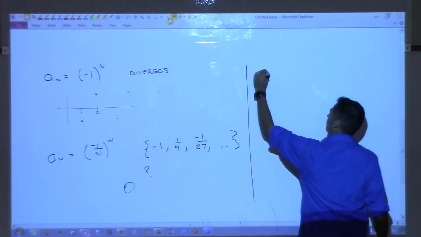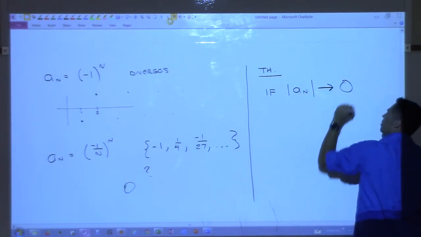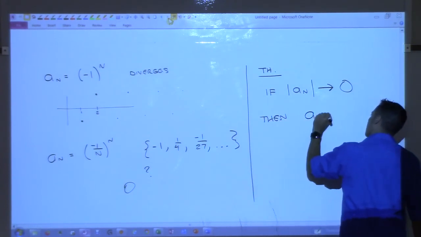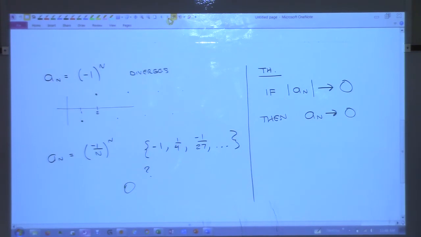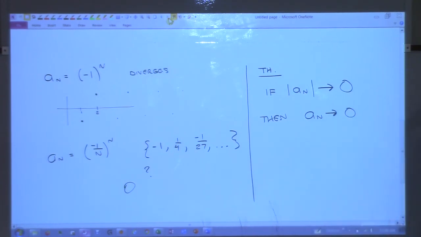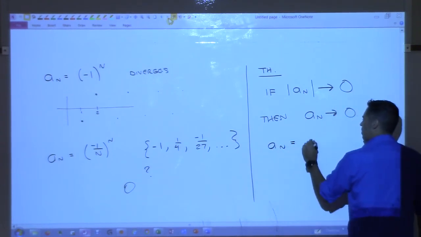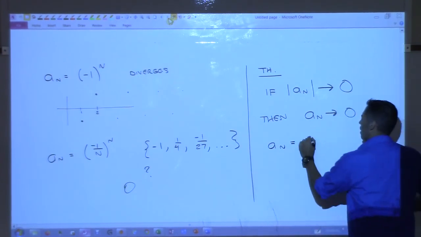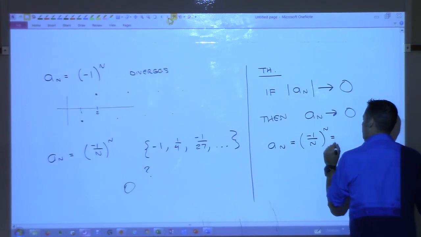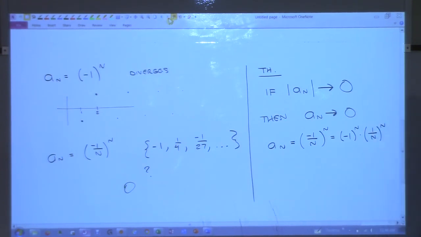So here's a theorem. If the absolute value of a sequence converges to 0, then the sequence without the absolute value converges to 0. So theorems are basically truths, okay? And so we just accept these and then we use them. So go back to this one right here. If we look at a sub n equals, I'm going to rewrite it, negative 1 over n to the n, let me see if you agree with this. Is that not the same as negative 1 to the n times 1 over n to the n? Is that the same?